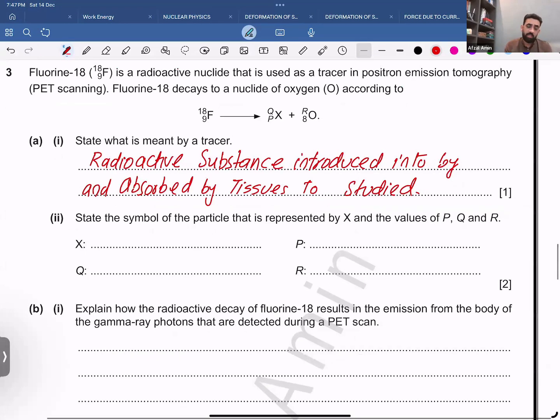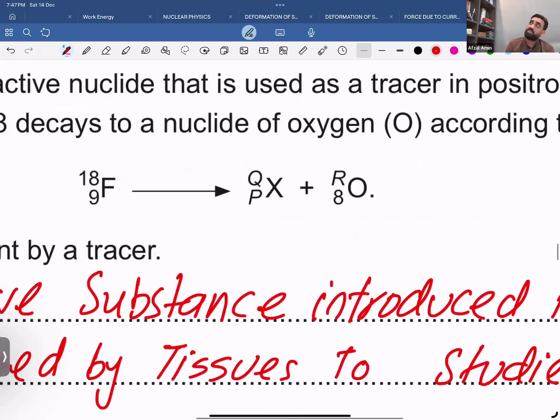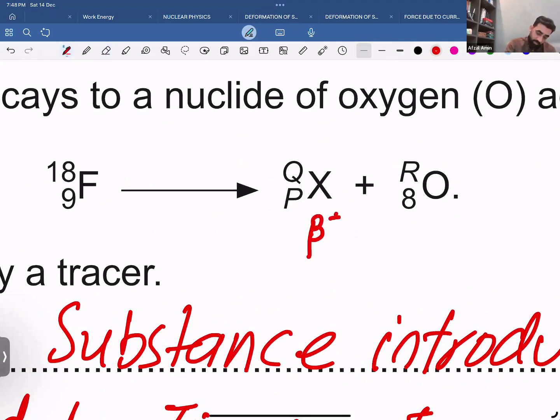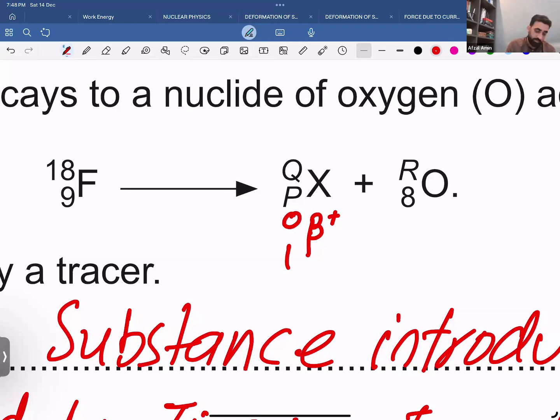Okay. State the symbol of the particle that is represented by X and the values of P, Q, R. You just need to balance. Of course, they say it is used as a tracer in positron emission, so of course X is a positron. If X is a positron, which is beta positive, it has to be 0, 1. Balance the equation. So R will be the same, yes, 18. So everything is here.